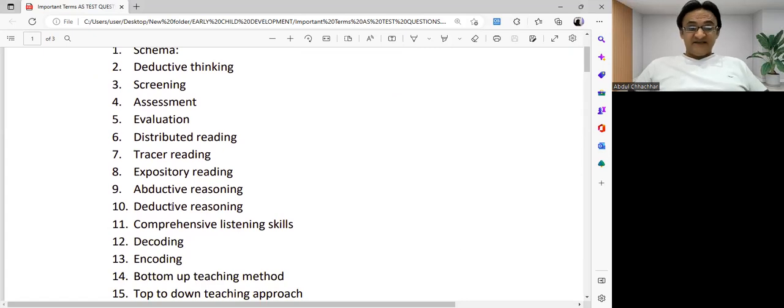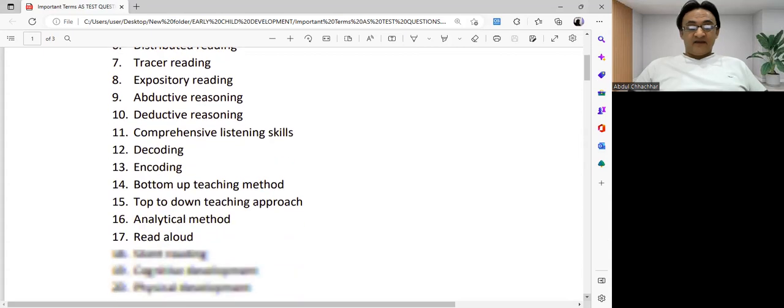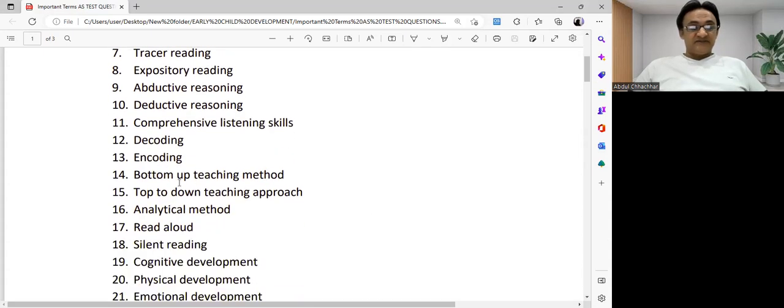And the abductive reasoning method and deductive reasoning method. Now, this part I have already mentioned in my previous video, which is on comprehensive listening skills, a detailed video. And the second, there was a question about decoding and encoding. This is very important because these are practice topics, and you should not memorize them. An examiner can create a scenario and ask you which teaching method a teacher should use in this process.